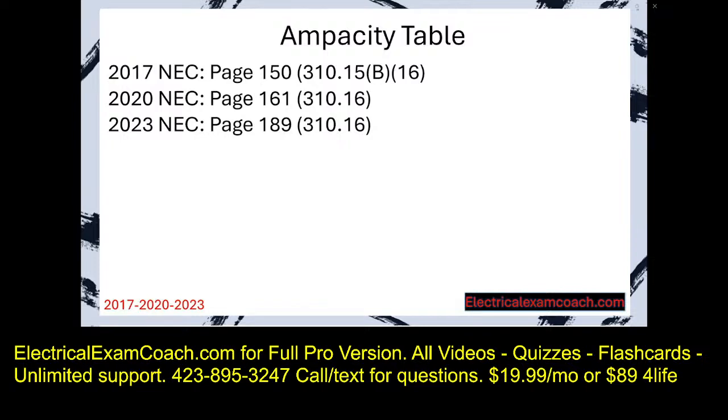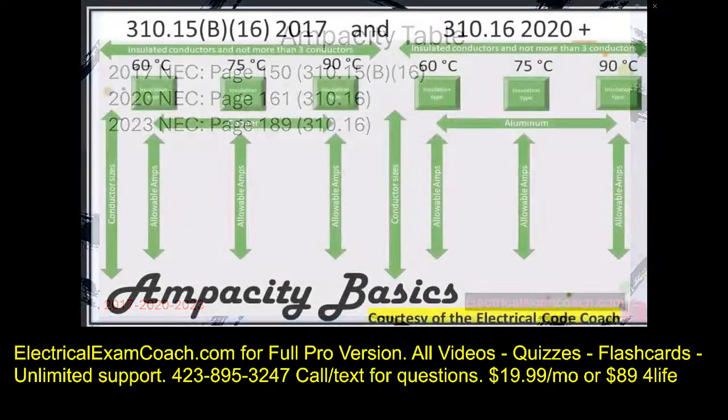If you're in the 2017, it's table 310.15(B)(16). And in the 2020 and later, it's table 310.16. Same information, new name. If you're in a softbound NEC, these should be your page numbers depending on what print of the NEC you have, whether you got the first round or second round print, but this will get you close enough. The most important thing is read the title of the table and make sure that it matches the actual table number.